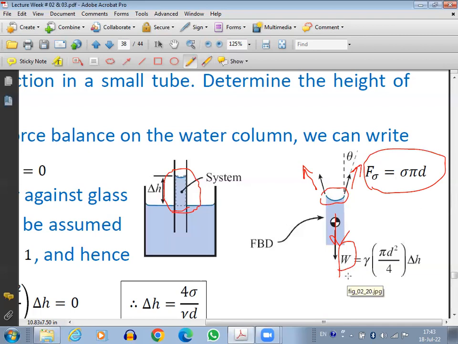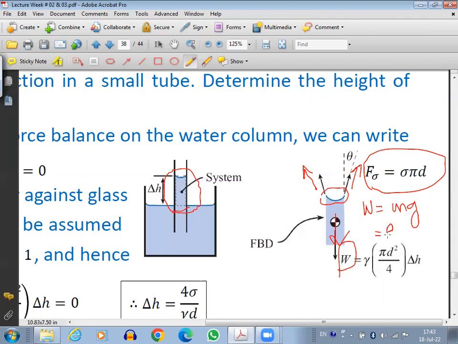And weight acting downward, how much will be that? W is equal to mg, right? Or I can say W is equal to, if I write mass in terms of density, how can I write it? What's the relationship between density and mass? Density is equal to mass over volume. So mass is equal to density into volume.